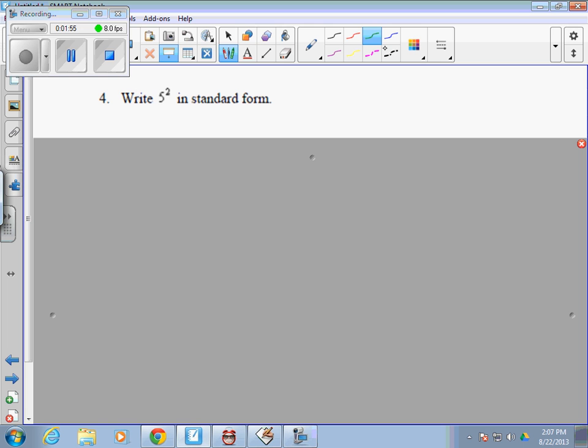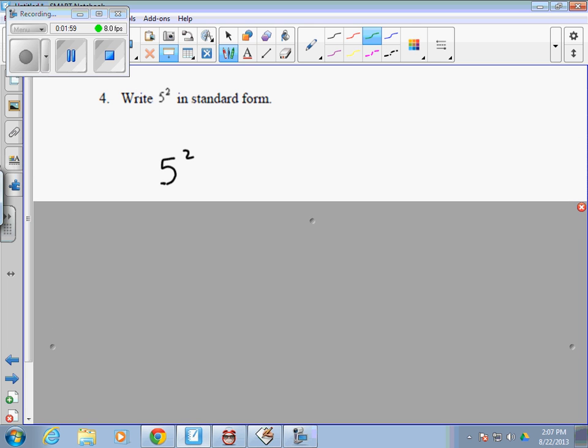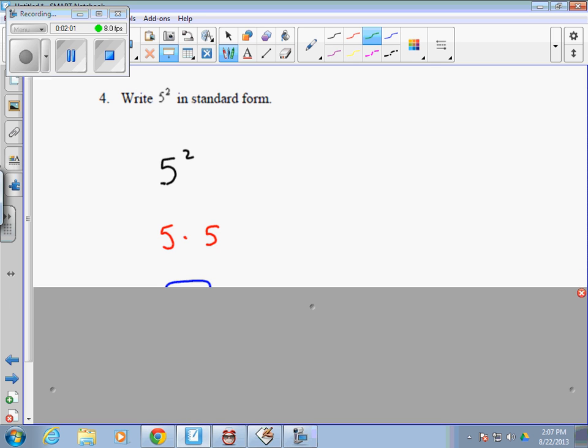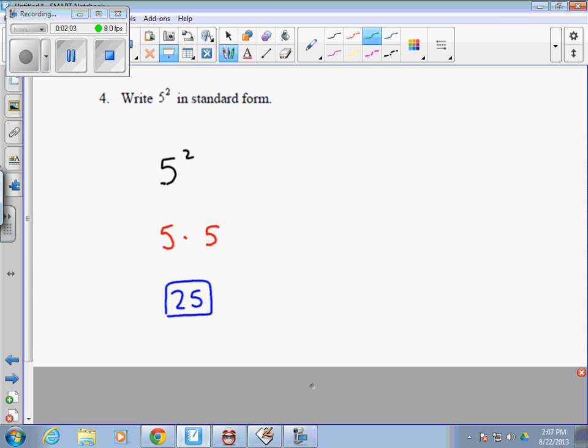Number 4 says to write it in standard form. That says 5 to the 2nd power, or 5 squared. And when you simplify 5 squared, it means 5 times 5, or 5 times itself 2 times. And 5 times itself 2 times is 25. So if you're doing a multiple choice answer here, realize which one it asks you for. If it tells you standard form and 25 is not available as a possible answer choice, go with the first answer, 5 squared.